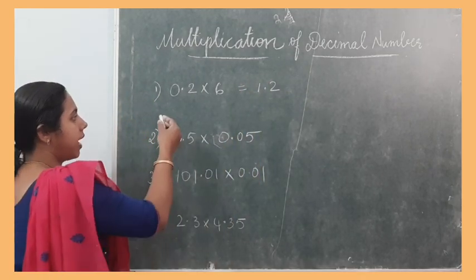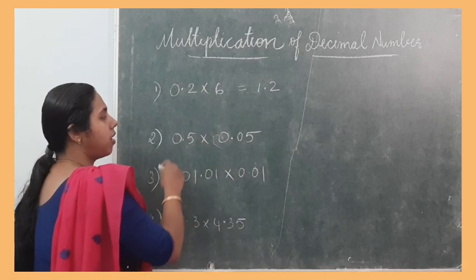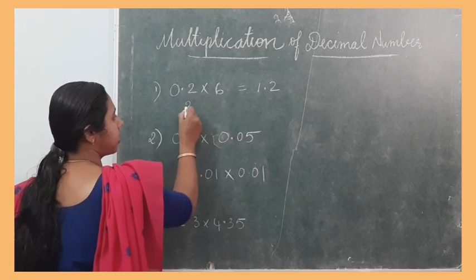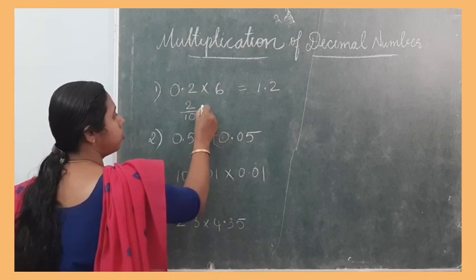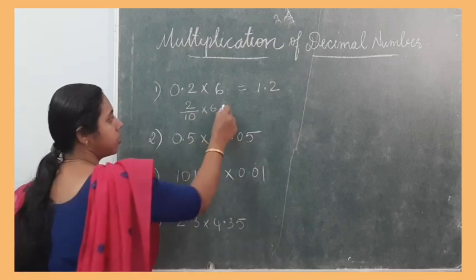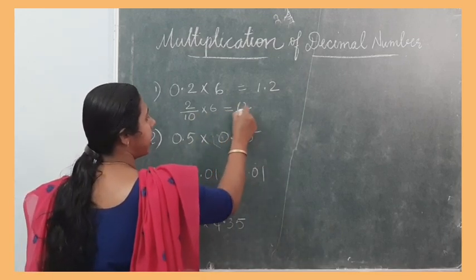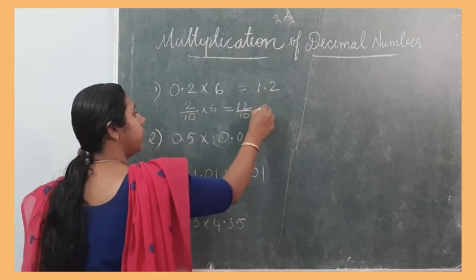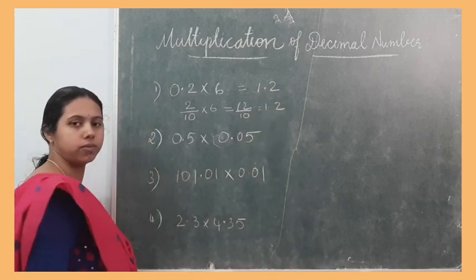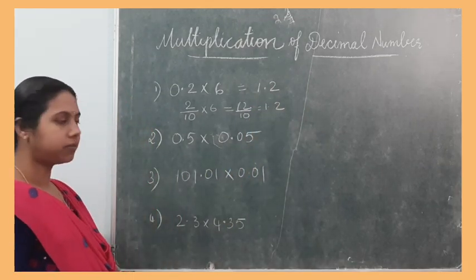You can verify your answer by changing decimal to fraction. 0.2 you can write as 2 by 10. 2 by 10 into 6. So 2 into 6, 12 by 10, that is equal to 1.2. Both answers are the same.